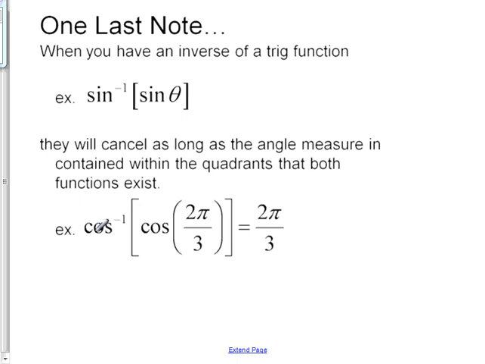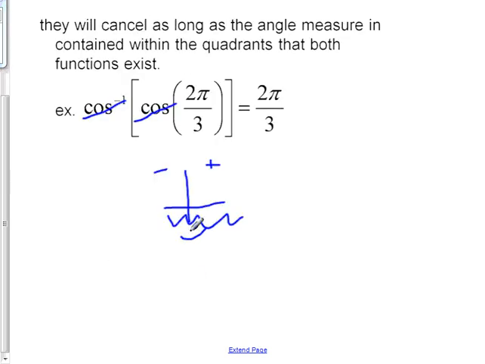One last thing, with inverse functions, if you compose an inverse function with its standard function, they will a lot of the time cancel out as long as the angle measure contained within the quadrants of both functions exist. What that means is that this angle measure for cosine has to exist in one of those top two quadrants, because cosine inverse doesn't work down here. So if you're doing the cosine inverse of cosine of some angle measure that's in this bottom section, cosine inverse can't give you that as a solution, and so it won't work.